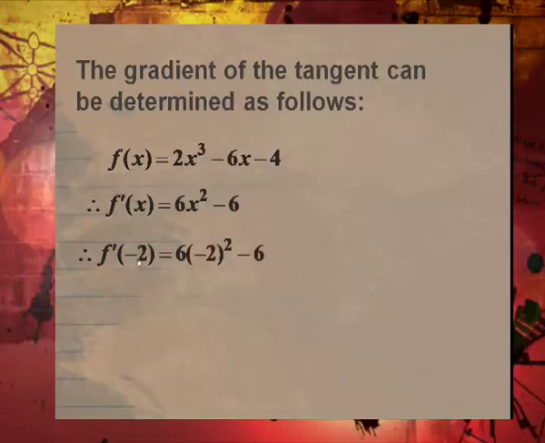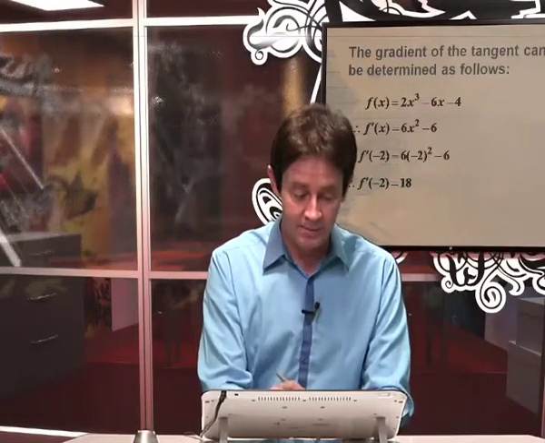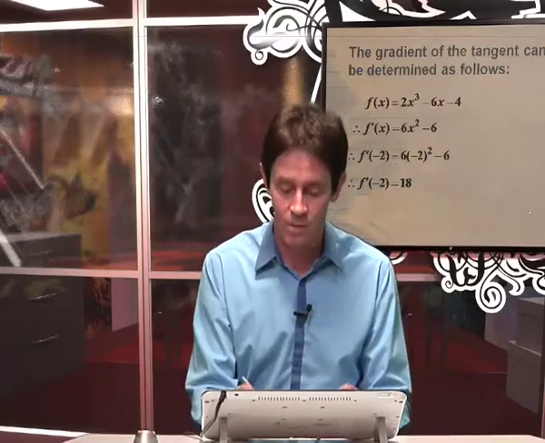And of course, we then plug in negative 2 because that's what we want, the gradient. So 6 times negative 2 squared minus 6 gives you 18. 6 4s are 24, minus 6 is 18. This is the gradient of the tangent at minus 2. It's a positive gradient. The line is sloping to the right. That is exactly what we want.